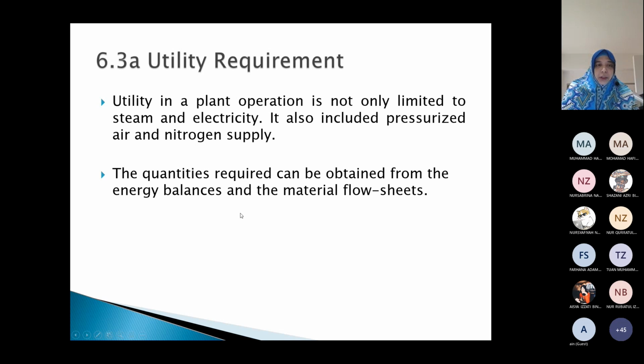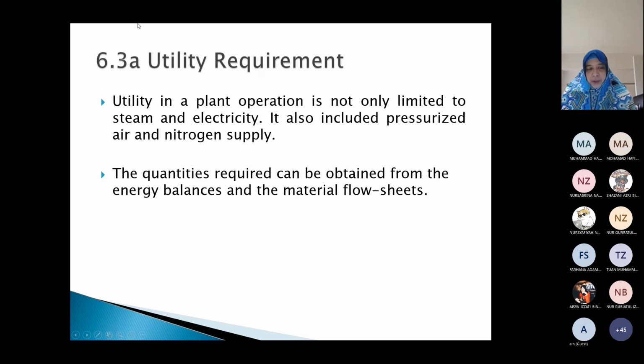All right, so this is the utility requirement, okay? So you should understand this, all right? When you talk about utilities, we are not talking about only steam and electricity, okay? If you have been in the lab before, at the center of your lab you have a biodiesel pilot plant, okay?